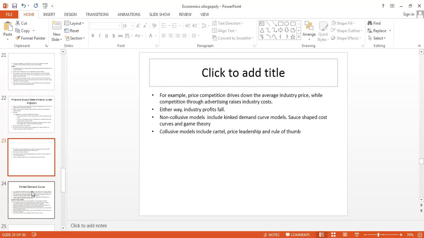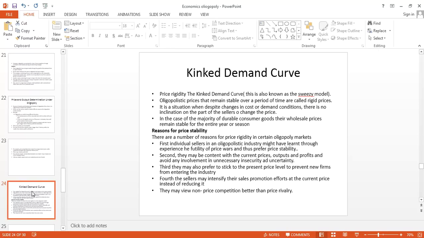However, we are now starting with the non-collusive model, and in the non-collusive model, the first thing that we do is the kinked demand curve. Now the kinked demand curve is drawn under certain assumptions. Okay, now what are the assumptions here? This model says that in an oligopoly you are faced with sticky prices. What do you mean by sticky prices?